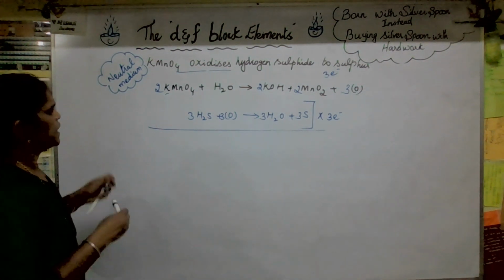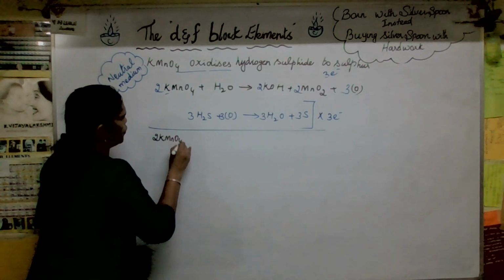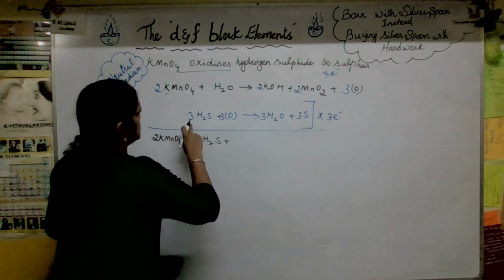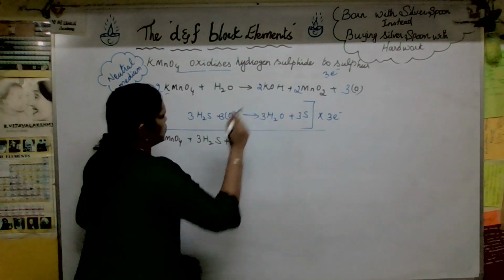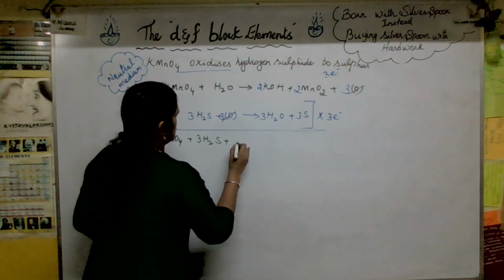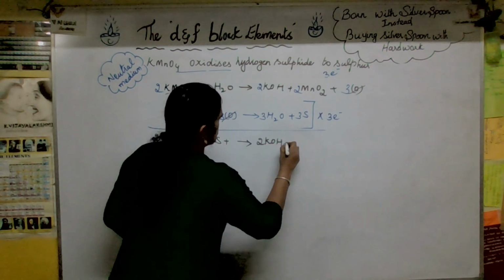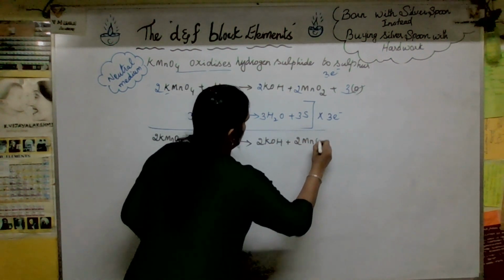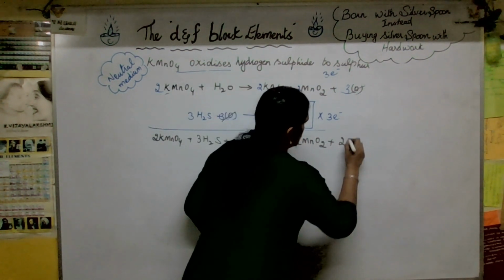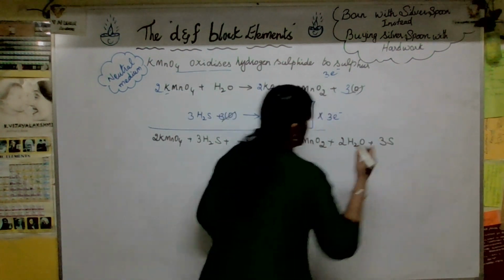Now write the complete equation. 2KMnO4 plus 3H2S plus water molecules here, water molecules here. This and this will be cancelled, and it gives 2KOH plus 2MnO2 plus 3H2O here, so 2H2O plus 3S.